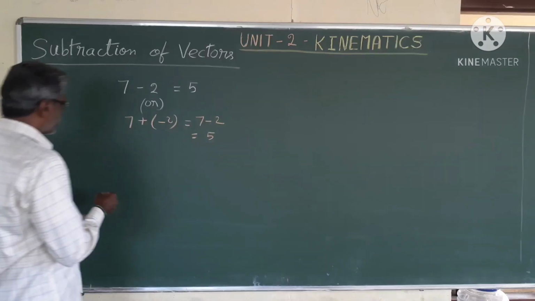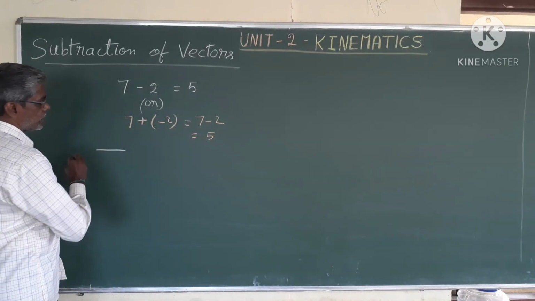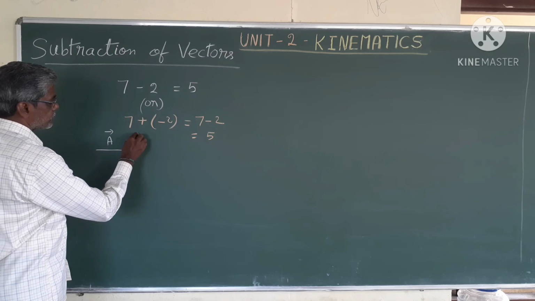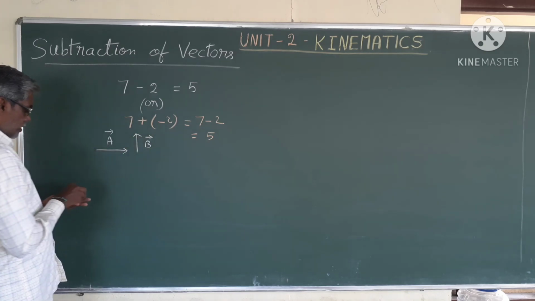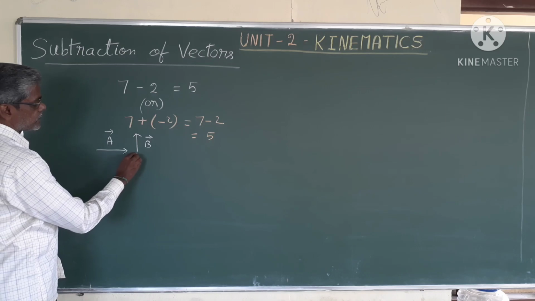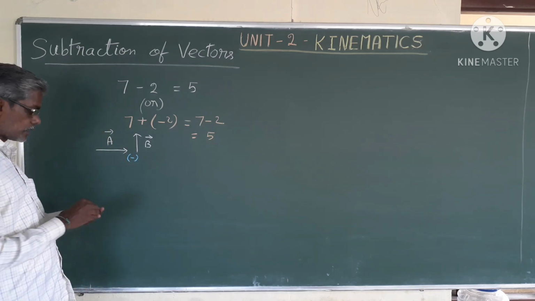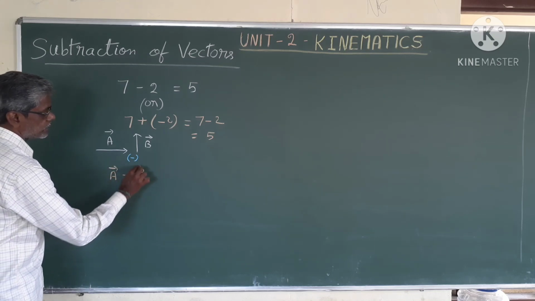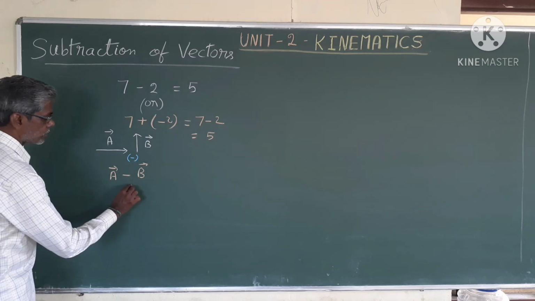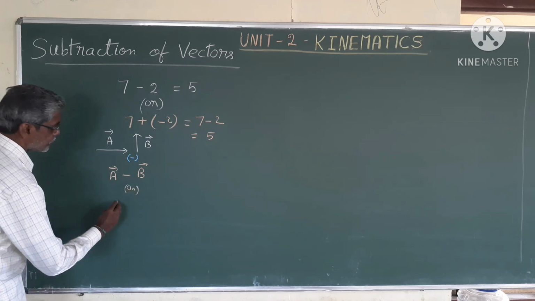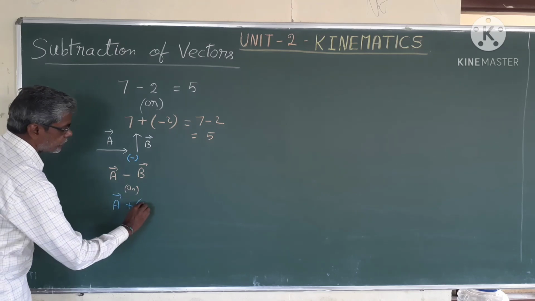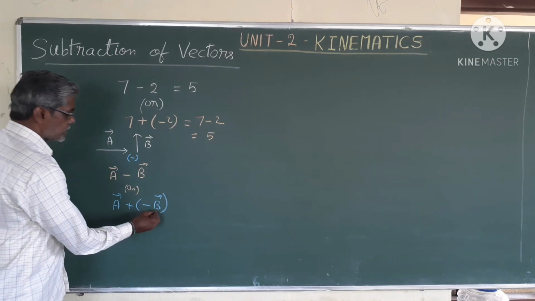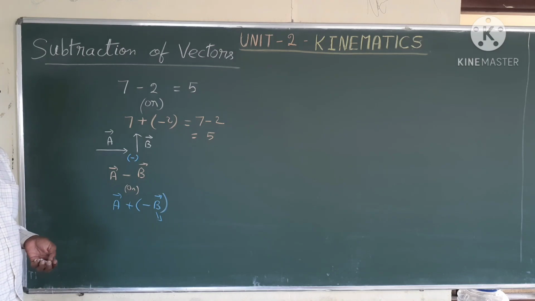Clear? So now if I want to subtract, in the geometrical method, this is a vector and this one is b vector. Now I want to subtract these two vectors. How can I write it? A vector minus b vector, or I can write it as a vector plus of minus b vector. Clear? This minus b vector is called a negative vector.